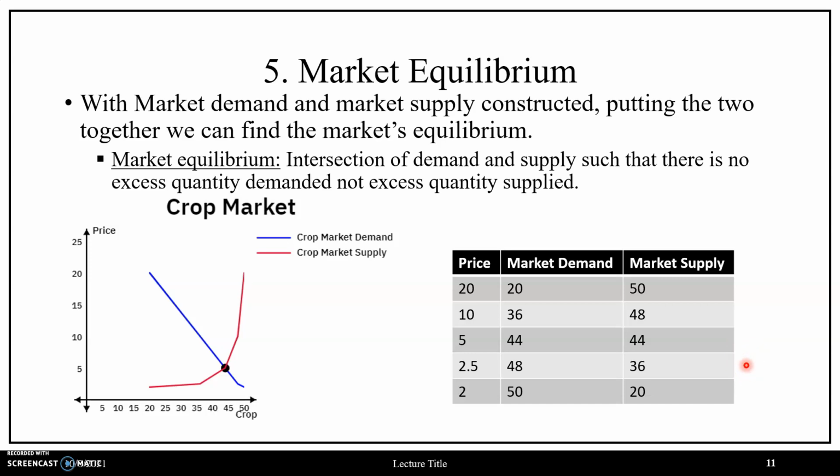And then for the sake of completeness, working through our other 2 points, at a price point of 2, market demand is 48, while market supply is 36. Here we have an excess of demand since demand is greater than supply, and similar for a price point of 1. Market demand is 50, while market supply is 20. Demand is greater than supply, so there's an excess of demand. So once again, to reiterate, our equilibrium price is going to be 5, and our equilibrium quantity level is going to be 44, as this is when buyer and seller behavior are compatible with one another in our crop market.